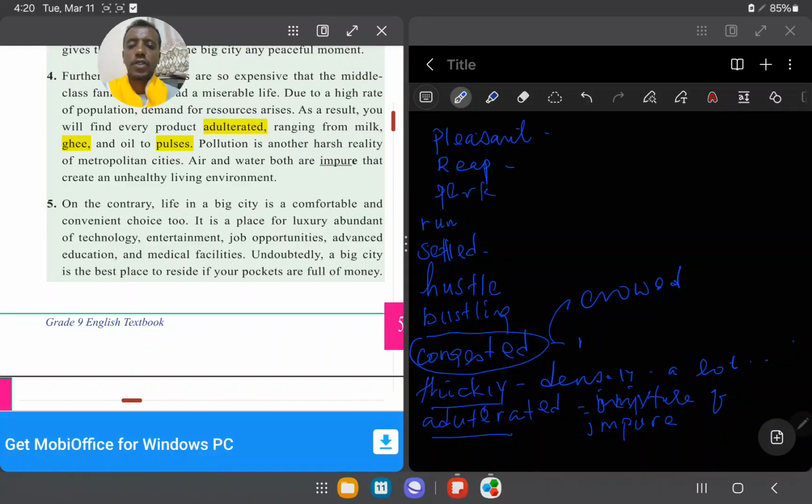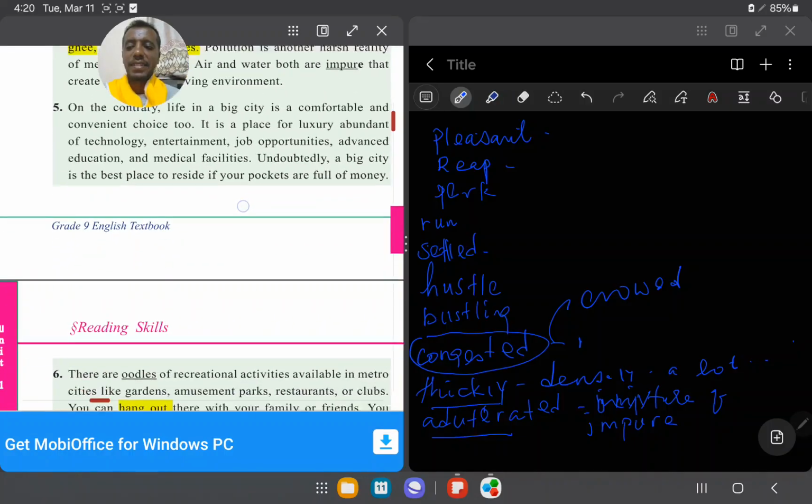On the contrary, life in a big city is comfortable. It is convenient. In contrast, it is a place where luxury, abundant technology, entertainment, job opportunities, advantages, education and medical facilities exist. What are these? This is a benefit of city life. Next.